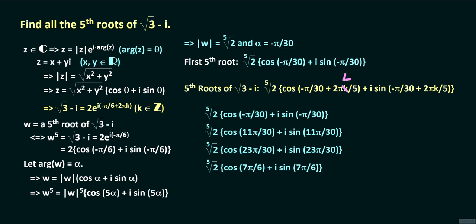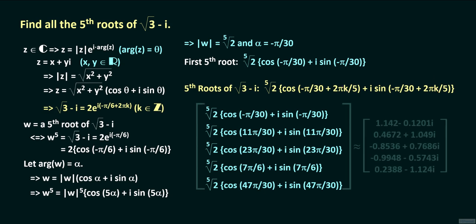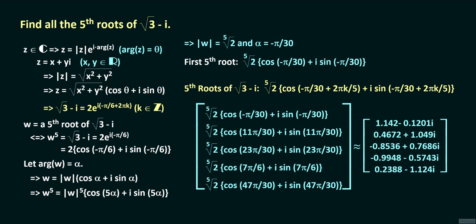Finally, when k equals 4, we get the fifth root of 2 times the quantity cosine of 47 pi over 30 plus i times sine of 47 pi over 30. These are the values of these fifth roots up to 4 significant digits. At this point in the lecture, we will talk a little bit about the geometry of the fifth roots of a complex number using the fifth roots of square root of 3 minus i.